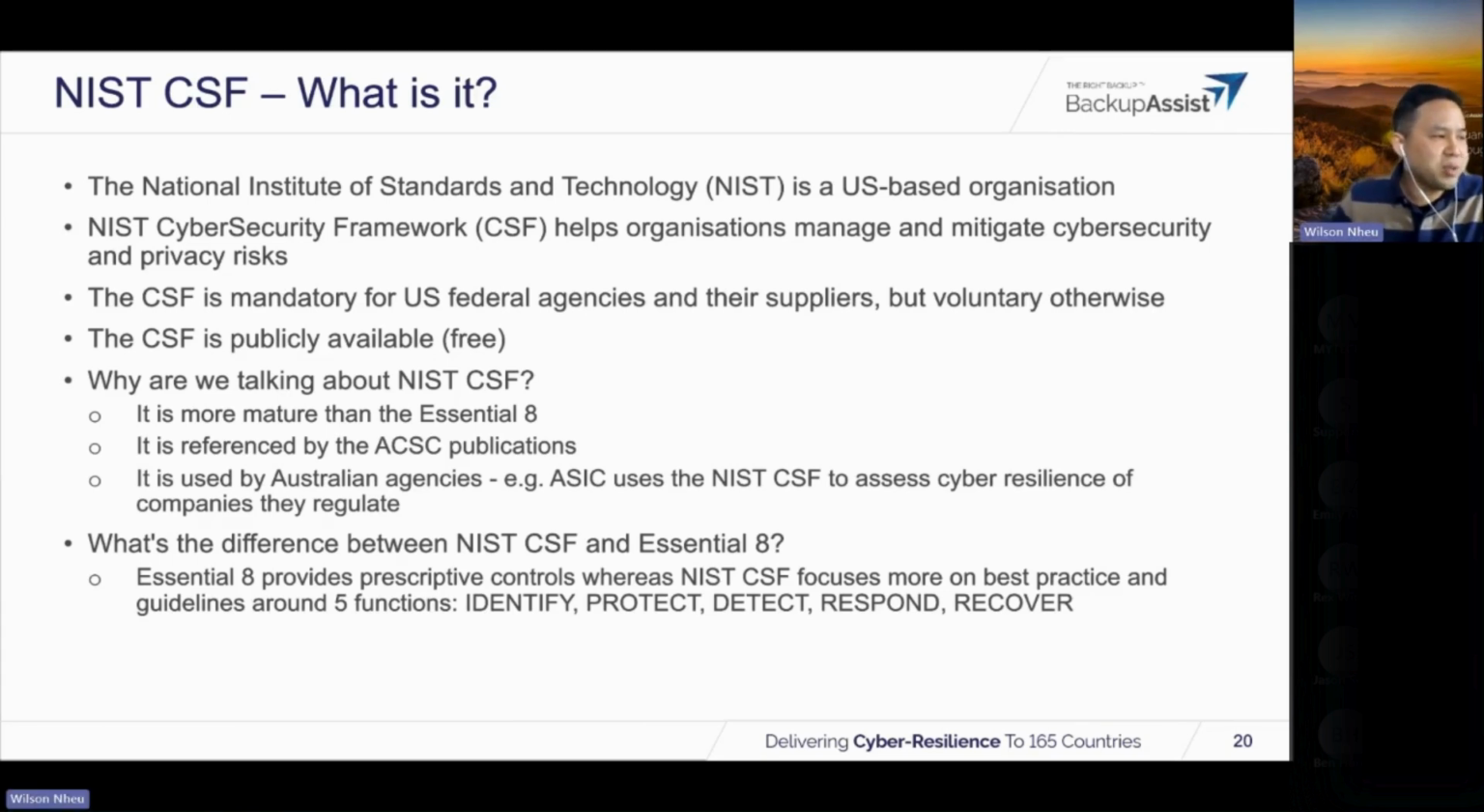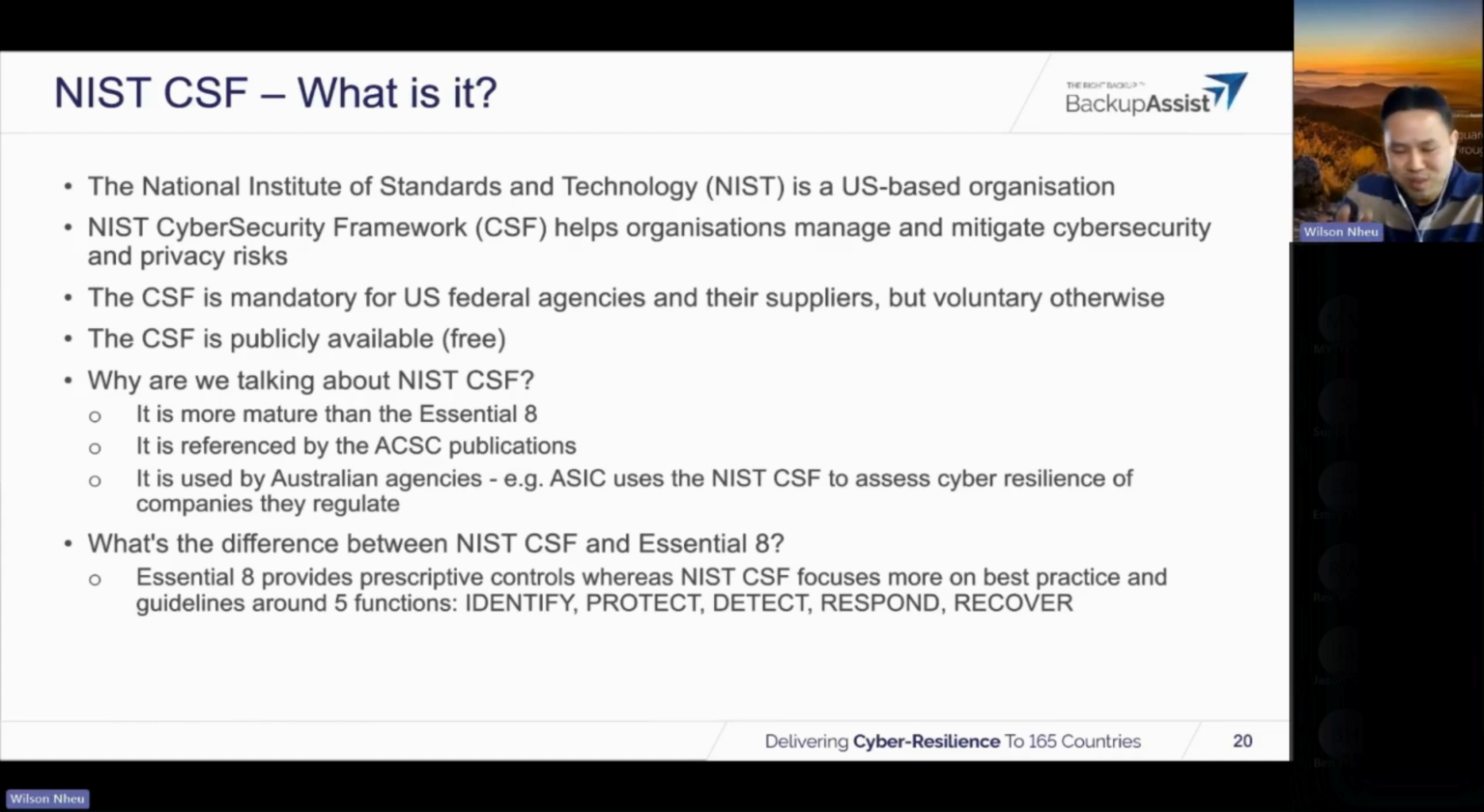And just this last point here, I just want to give a quick sense of what the difference is between the NIST CSF and the Essential 8. We went through the Essential 8 before, and you saw that really it was about a set of prescriptive controls, right? Exactly the controls that you want to make sure are happening and so forth. Whereas with NIST CSF, it's really more about best practice and guidelines around 5 functions. So identify, protect, detect, respond, and recover.